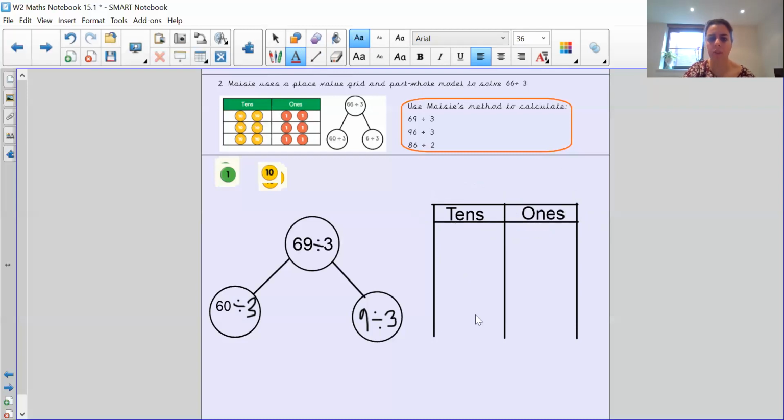Okay, talk to an adult or talk to your teddy or talk to a person in your room. How many rows am I going to need? I'm dividing 69 divided by 3. How many rows am I going to need?